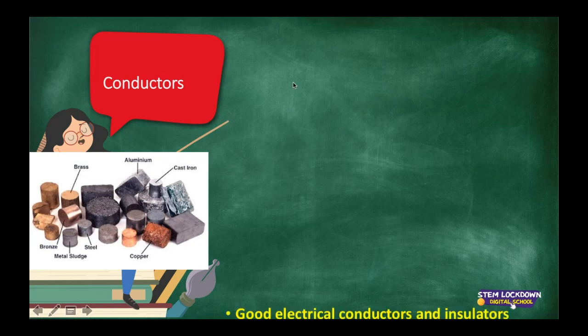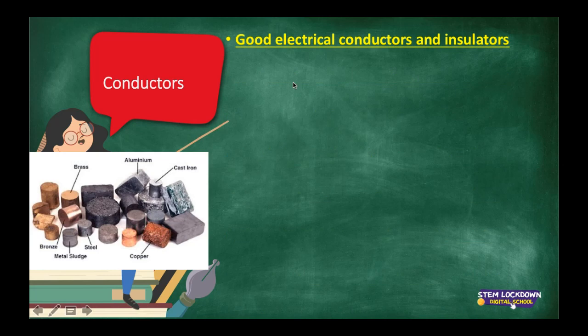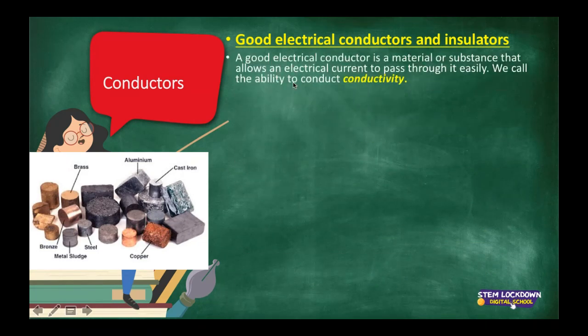All righty. So for you to categorize good electrical conductors and insulators. Now, a good electrical conductor is a material or a substance that allows an electrical current to pass through it easily. We call the ability to conduct conductivity. So for electric current to flow through, that ability is conductivity.